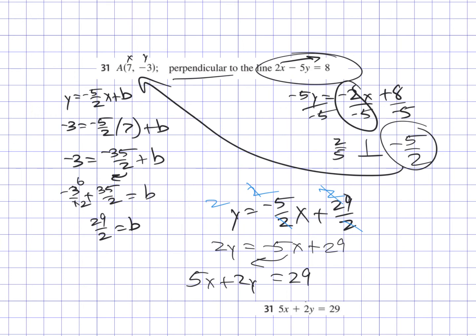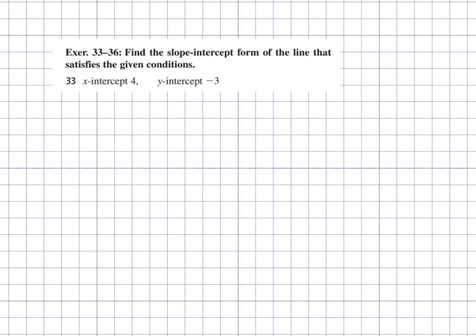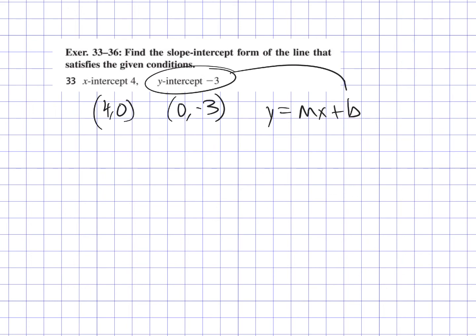Okay, number 33. Find the slope-intercept form of the line that satisfies the given conditions. Okay, the x-intercept is 4. The y-intercept is negative 3. So those are your two coordinates. So y equals mx plus b. And we have our y-intercept, so that part's already done.